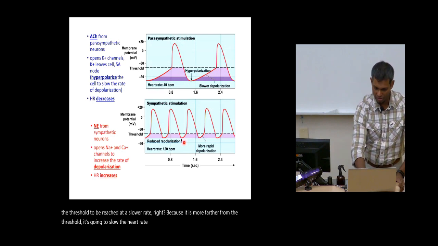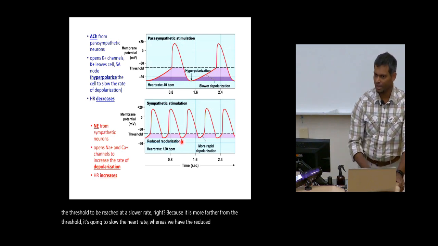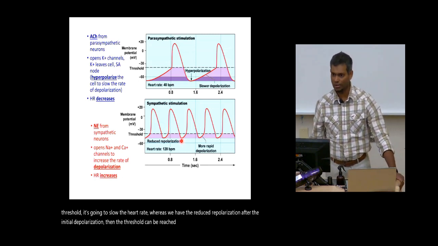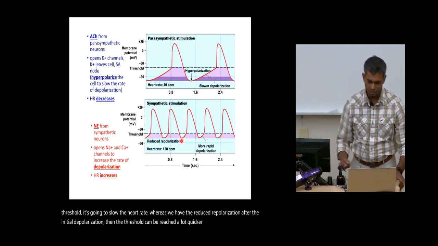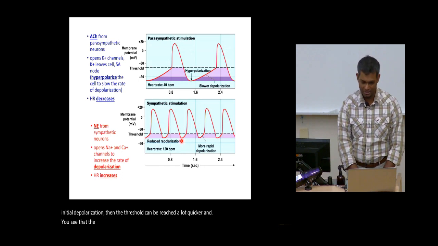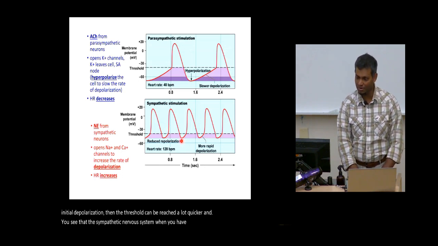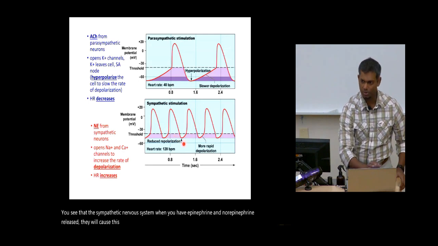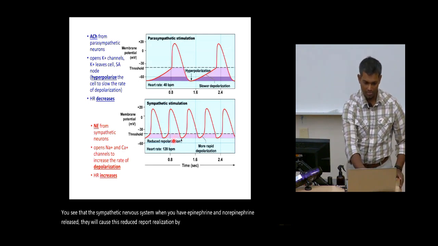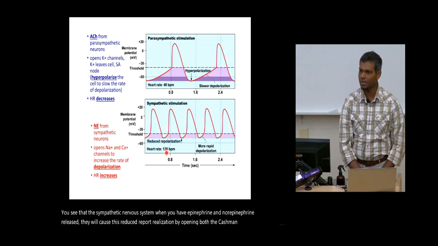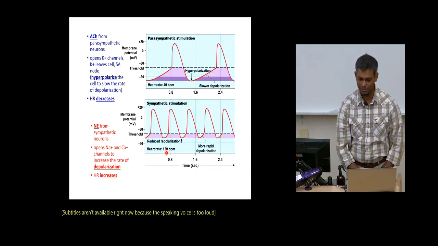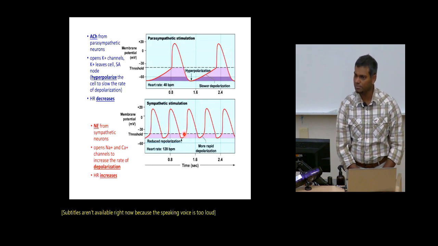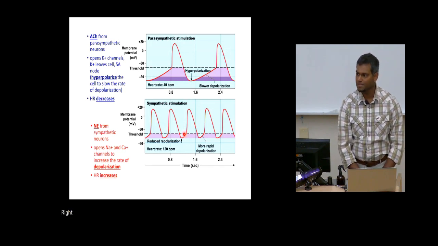Whereas if we have the reduced repolarization after the initial depolarization, then the threshold can be reached a lot quicker. And we see that the sympathetic nervous system, when you have epinephrine and norepinephrine released, will cause this reduced repolarization by opening both the calcium and the sodium channels. And so that's why you have this reduced repolarization. Is that clear, folks?